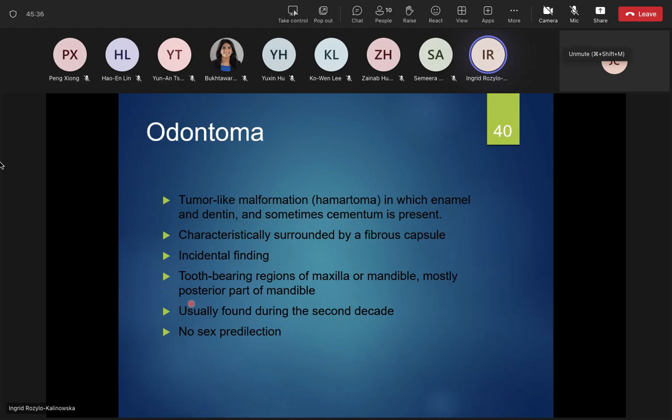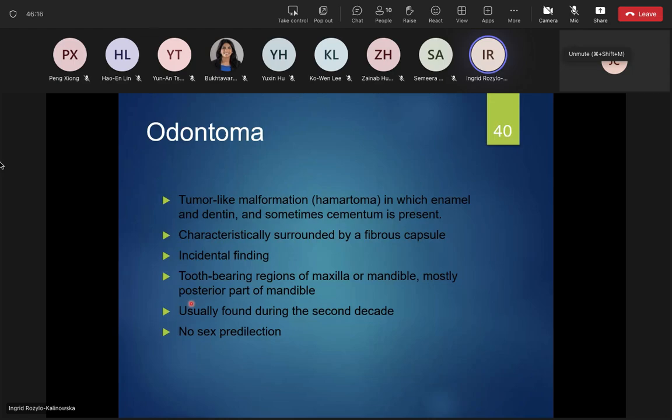So there are different variants of these hamartomas. And odontoma consists of calcified material inside the tumor, which is surrounded by a fibrous capsule. And of course, in radiography, you are not able to see the capsule itself. So what we can see is the presence of the capsule: a radiolucent rim, a radiolucent band around the capsule.